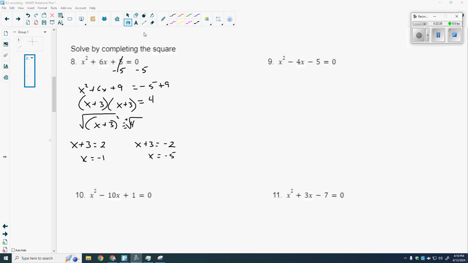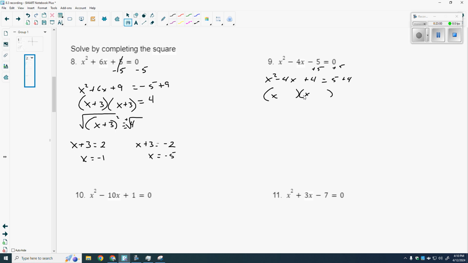Okay, number 9. First step. Is this 5 the right number? Nope, I'm going to get rid of it. Leave myself a space because I'm going to add something. Okay, divide the 4 by 2, and I get 2. 2 squared is 4. I added 4 to this side, so I'm going to add 4 to this side. Factor this.